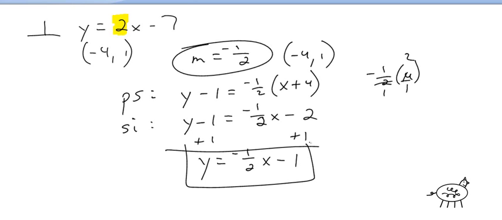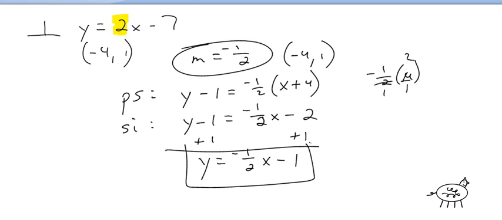So you got to look for the key words. Parallel means same slope. Perpendicular means opposite reciprocal. Got to know that. Perpendicular, opposite reciprocal; parallel, same. And as opposed to trying to just memorize those words, just think parallel. If I'm running parallel to you, I'm running the exact same slope as you.